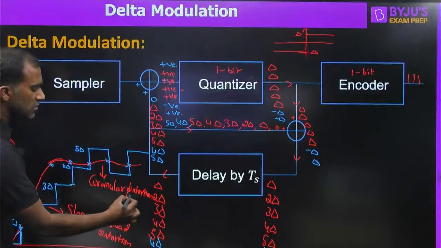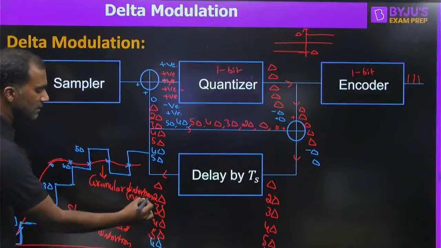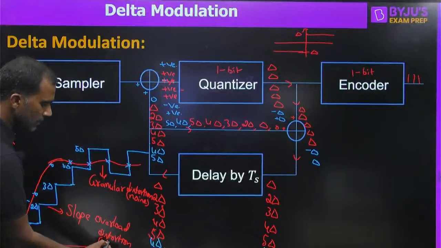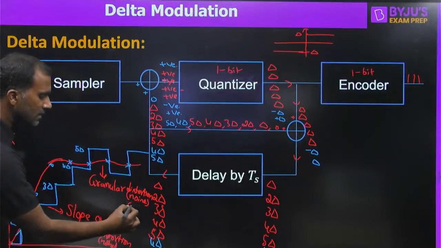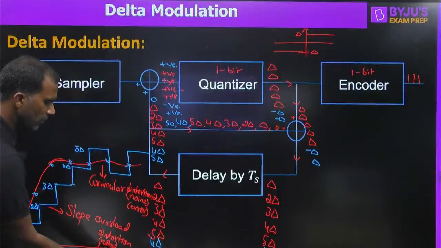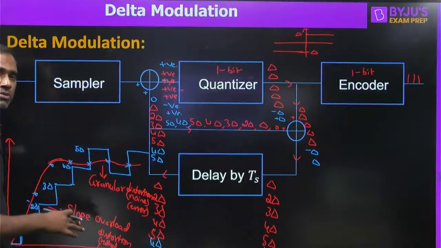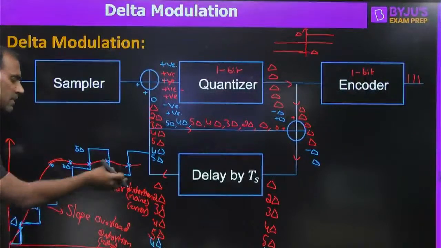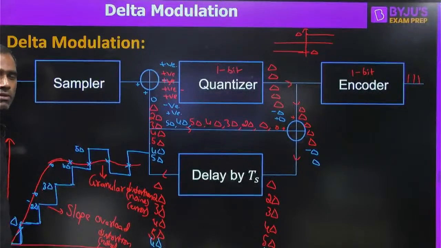So in place of distortion, if somebody calls it noise, that is completely acceptable. If somebody calls it error, that is also acceptable. So slope overload distortion or slope overload noise or slope overload error, anything is fine. Similarly here also, granular distortion, granular noise or granular error, anything is fine. So there are two types of distortion that we get. And when do we get that? When the speeds mismatch. Okay, wonderful.